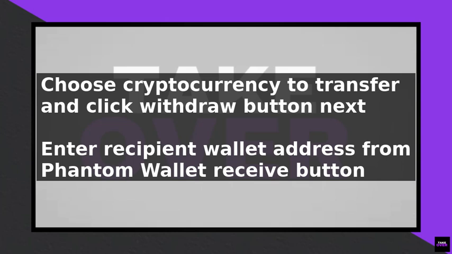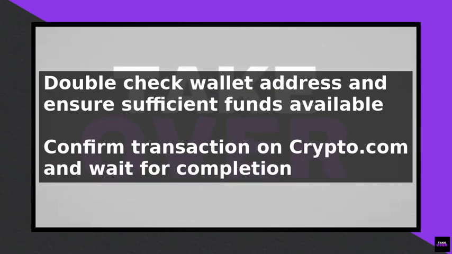Also, ensure you have sufficient funds in your Crypto.com account to cover the transaction amount and any applicable fees. After verifying the details, confirm the transaction on Crypto.com. The transfer process may take a few minutes to complete, depending on the network congestion and the speed of the blockchain. Once the transaction is confirmed, log into your Phantom Wallet to verify that the funds have been received.